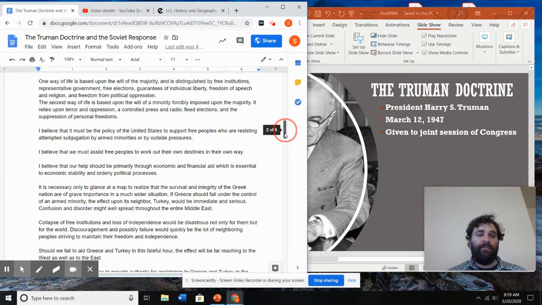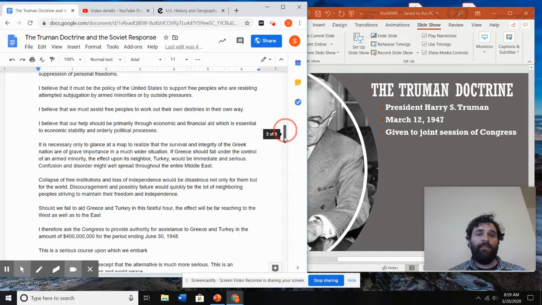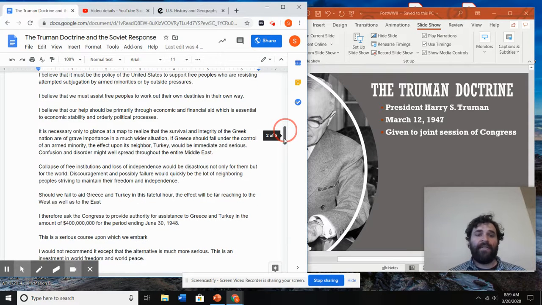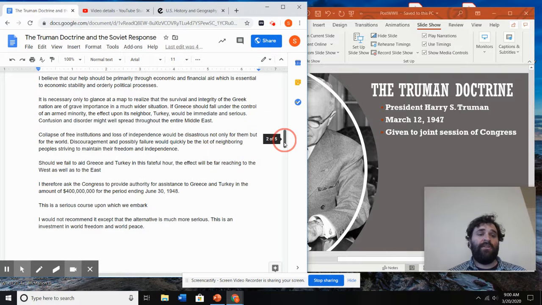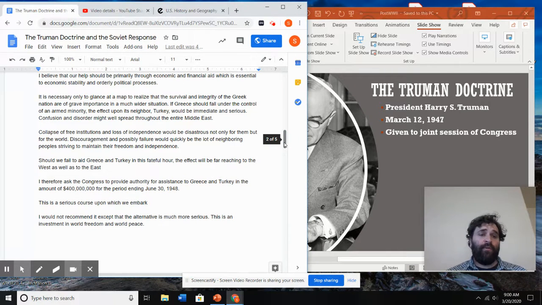I believe that it must be the policy of the United States to support free peoples who are resisting attempted subjugation by armed minorities or by outside pressures. I believe that we must assist free peoples to work out their own destinies in their own way. I believe that our help should be primarily through economic and financial aid, which is essential to economic stability and orderly political process. It is necessary only to glance at a map to realize that the survival and integrity of the Greek nation are of grave importance in a much wider situation.